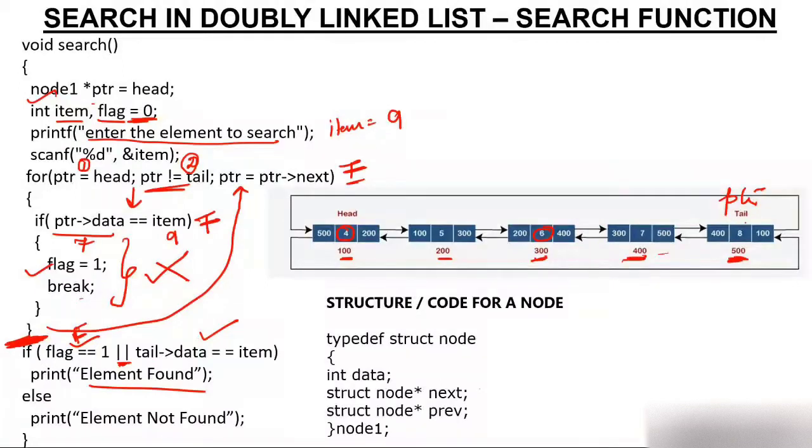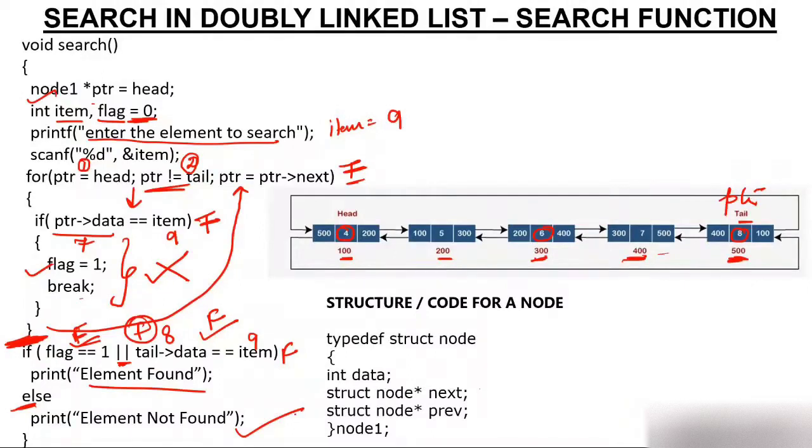Tail data. What is tail? This. What is tail data? 8. Is tail data 8 equal to item? What is item? 9. No. Again the condition becomes false. So false or false is what? False. False or false is false. So the condition is false. The entire condition of this check is false. So I'll come to the else part and what will I print? Element not found, which is very correct. 9 is not there in the doubly circular linked list.